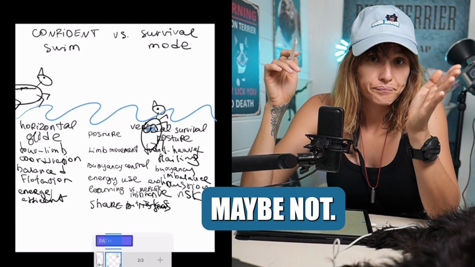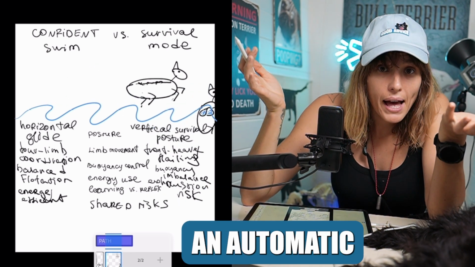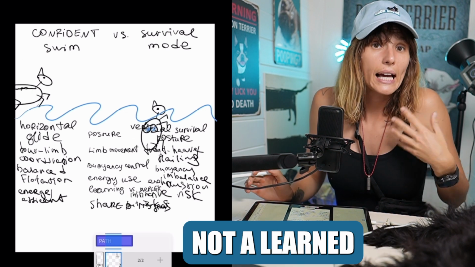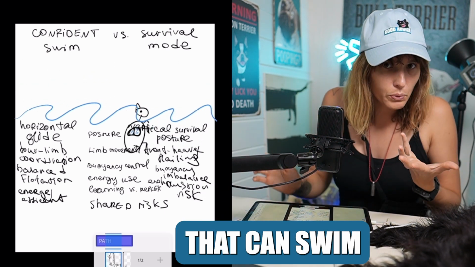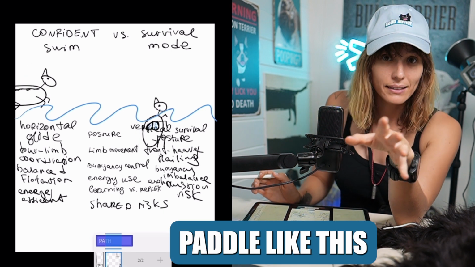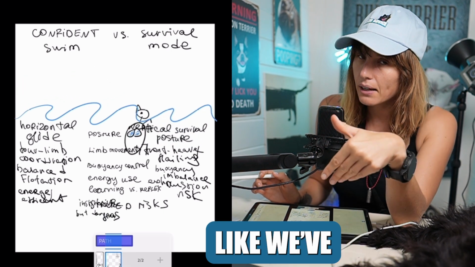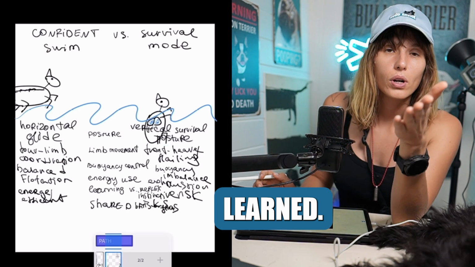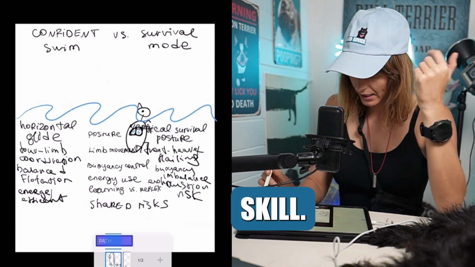So in the survival mode, it's basically an automatic emergency response, not a learned skill, right? So even breeds that can't swim well will paddle like this if dropped in water. But it's not sustainable, like we've learned. Now, on the other hand, the confident swim is a trainable skill.